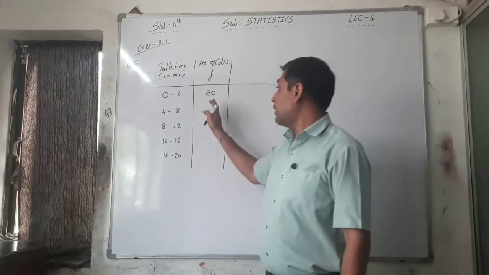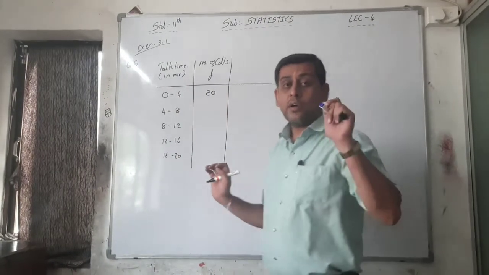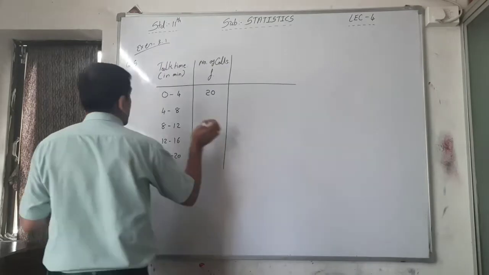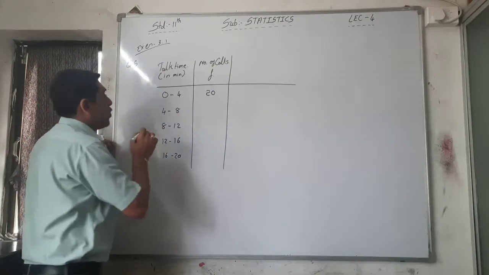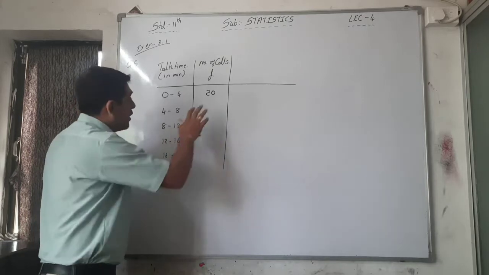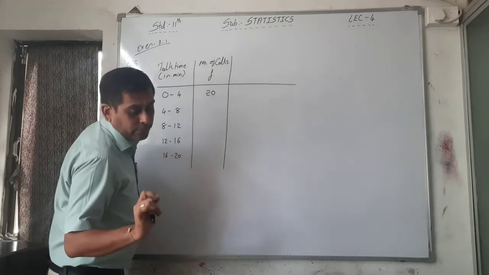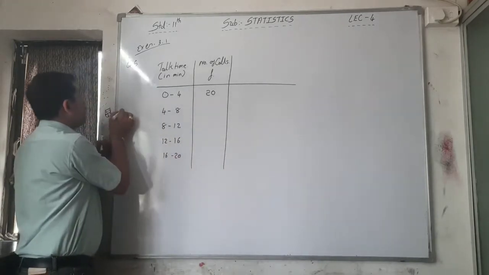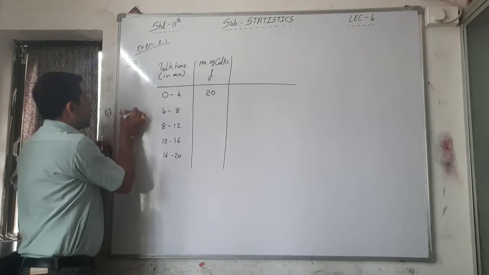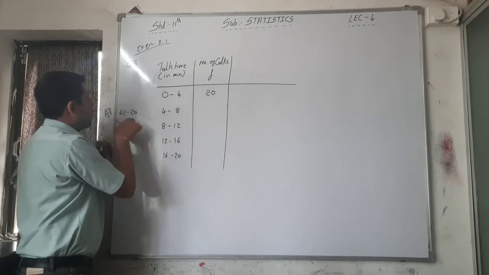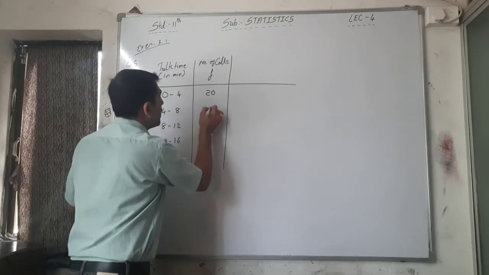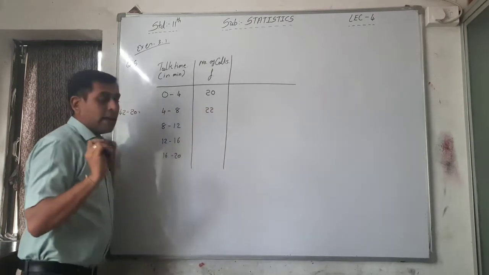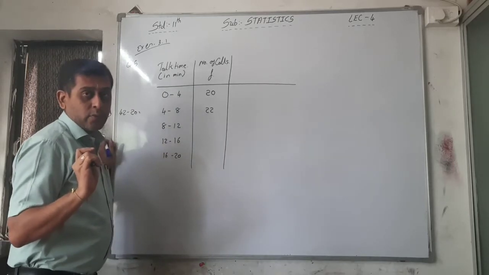You cannot write here as your answer. Okay, so here I am writing as your working note, not as your regular example. See, 42 minus 20, that is the previous one. What is the difference of these two? That is 22. Here it is our regular frequency, right?